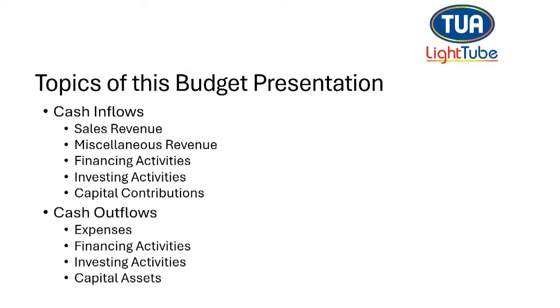So we're going to cover sales revenue for cash inflows, miscellaneous revenue, financing activities, investing activities, capital contributions. Now on the cash outflows, we're going to cover the expenses, financing activities, investing activities, and capital assets. Next slide.